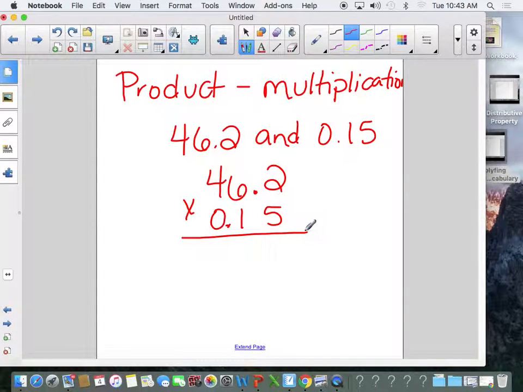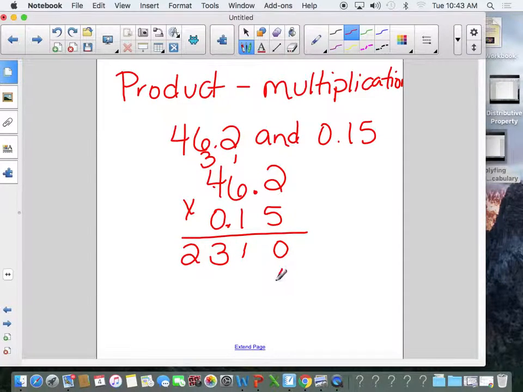When I multiply, I start with the place value furthest to the right, and I multiply with that place value to each of the individual parts of the other number. So 5 times 2 is 10, and I carry the 1. 6 times 5 is 30, plus 1 is 31, and I carry the 3. 5 times 4 is 20, and I add on the 3, so I have 23.